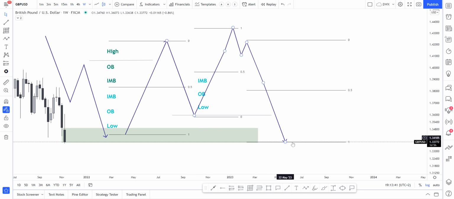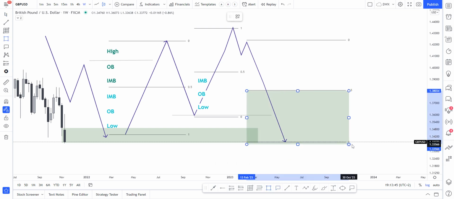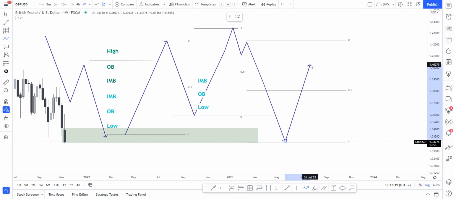We don't want to sell in this 50%. So this is our 50% area. We don't want to sell in this area. We'd rather look for buys up into the selling area, which is about the 50%. So anywhere in this area, we would be looking for buys.